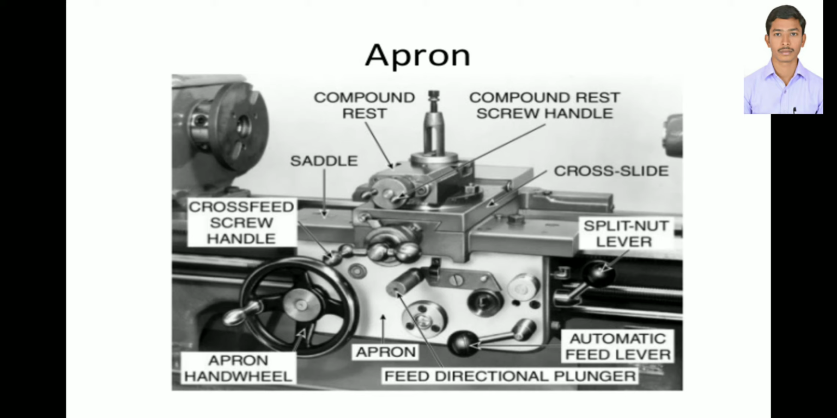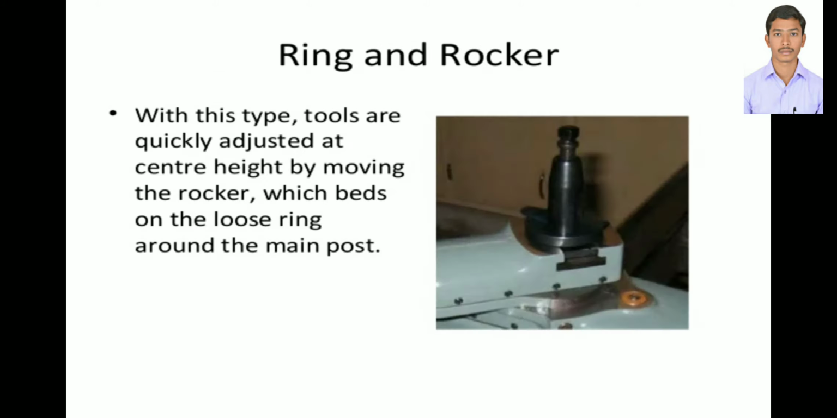In this apron, many components are inserted. The apron has the apron handwheel, cross screw handwheel, and saddle. On it are placed the compound rest screw handle, cross slide, split nut lever, automatic feed lever, and feed directional plunger. So these are all things fixed on the apron. And ring and rocker: with this type, tools are quickly adjusted to center height by moving the rocker, which beds on the loose ring around the main post.